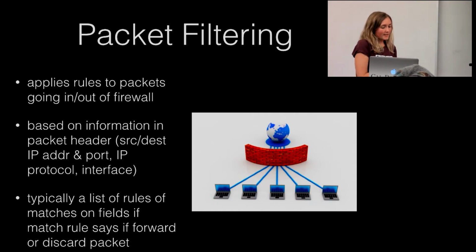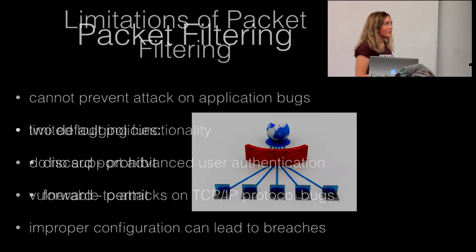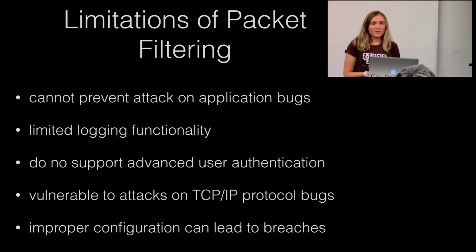So like I said, there are 2 default policies: discard, which means prohibit them, I thought I said permit, and forward, which means permit and let them through. Now, packet filtering is pretty simple. It's not super smart. You set up a list of rules, but there are a lot of limitations of just packet filtering.